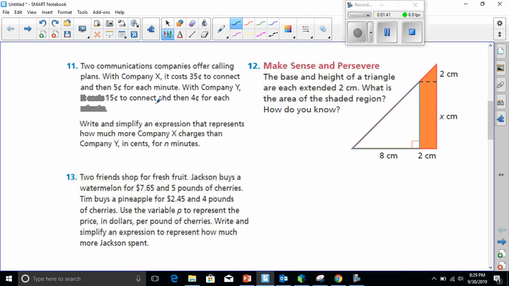All right, let's go down now to number 11. Number 11 says two communication companies offer calling plans. With company X, it costs 35 cents to connect, and then 5 cents for each minute. Well, that's going to be 35 to connect. That's my constant. And then it says 5 cents for each minute. So that will be plus 5 times m, because we don't know how many minutes a person's going to stay on.